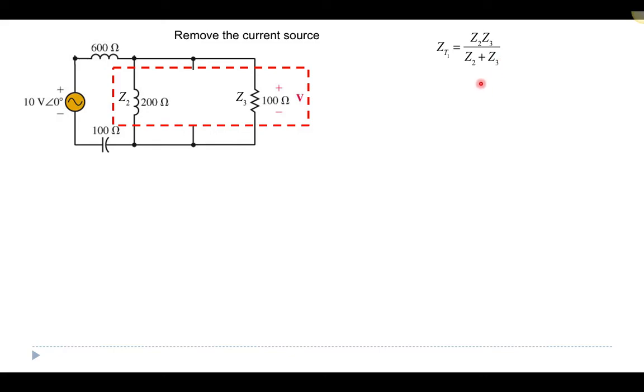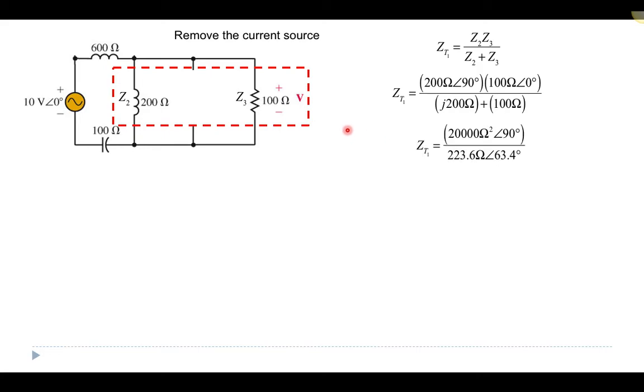Because I only have two values in parallel, I'm going to use the special case formula for the addition of two components in parallel. I can write the inductive component as 200 ohms with a phase angle of 90, the resistor as 100 ohms, phase angle of 0, and on the bottom I would add those two values together. I can multiply the top components, write the bottom components in phasor notation, and then divide out, and I get that the total equivalent impedance of those two components connected in parallel is 89.5 with a phase angle of 26.6.